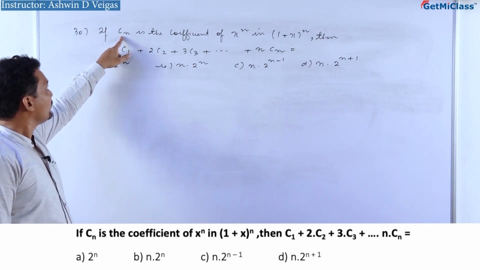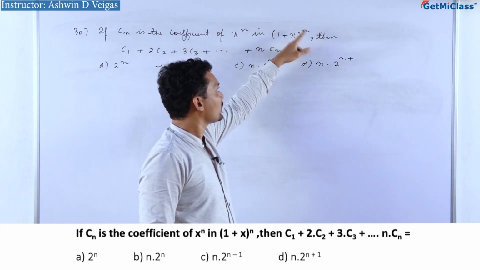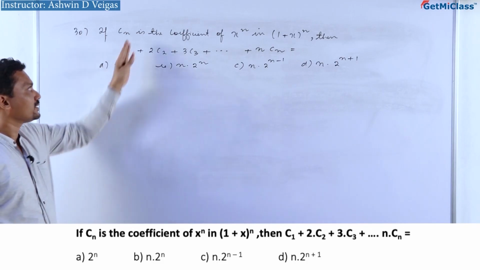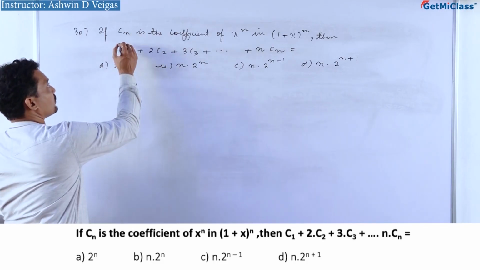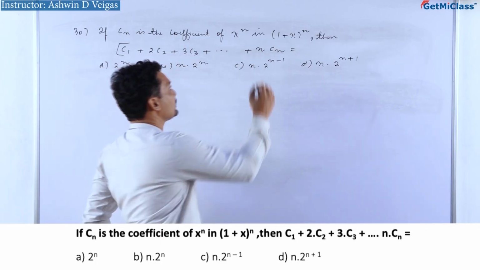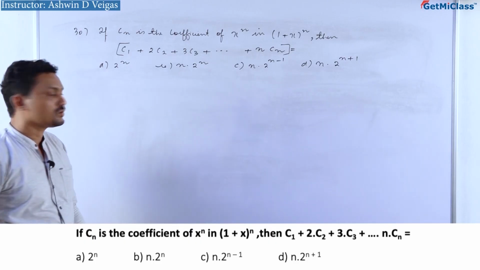30th question. If Cn is the coefficient of x power n in (1 + x) power n, then we have to actually concentrate only on this. So this is not so important. What is C1 + 2C2 + 3C3 + etc. + nCn? So this is what we have to find out.